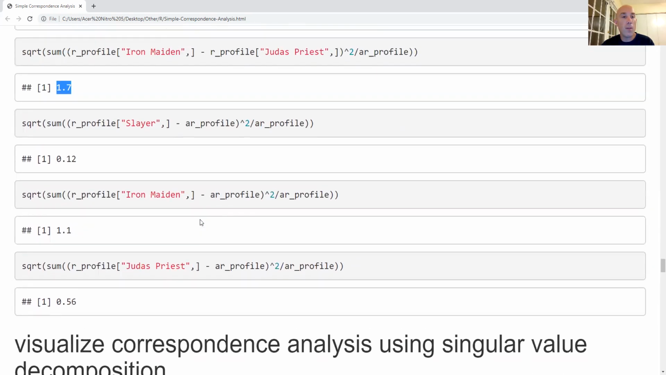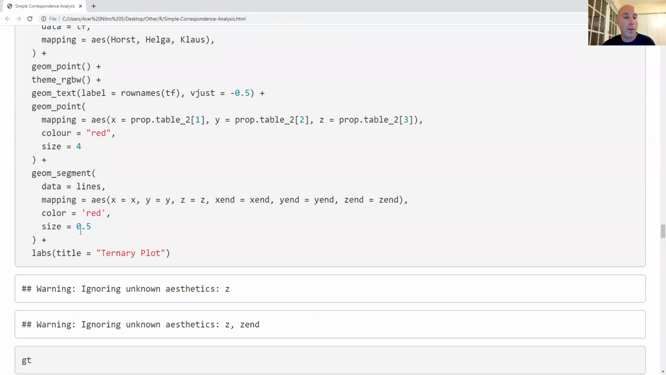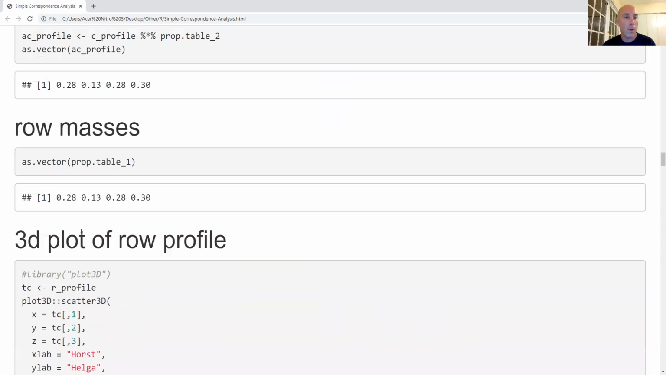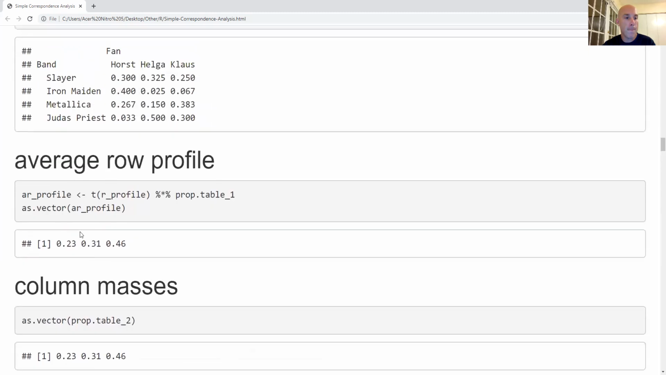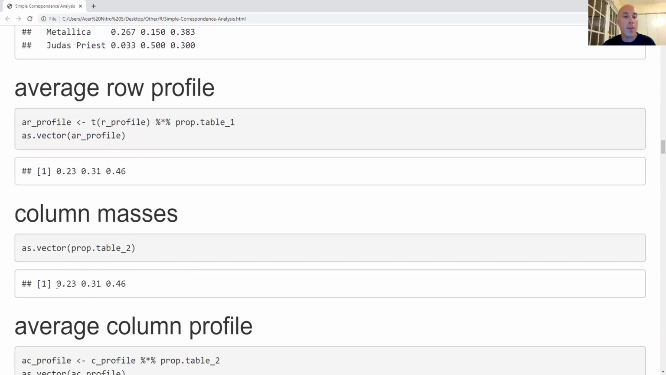Now, if I'm interested in the distance from center to a band, then I just do the same thing, but I'm subtracting off the AR profile. And just to remind us what that is, I'm going to scroll up, find where I put that, so we can see that. Yeah, so the AR profile is the same as the column averages in terms of a probability vector. So it's the average, like the probability for each of the columns marginally.